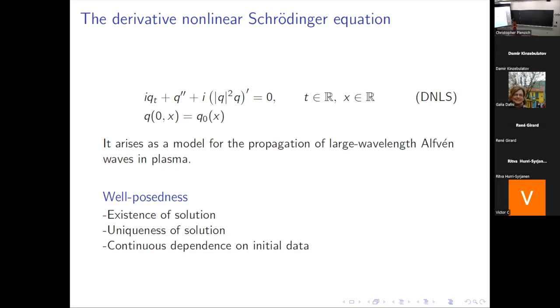That's it. Okay. So what are we interested in this talk regarding this equation? We're interested in investigating the well-posedness. So does the solution exist? Is it unique? And do we have continuous dependence of the solution on the initial data?